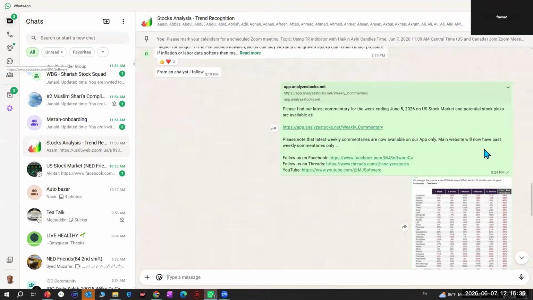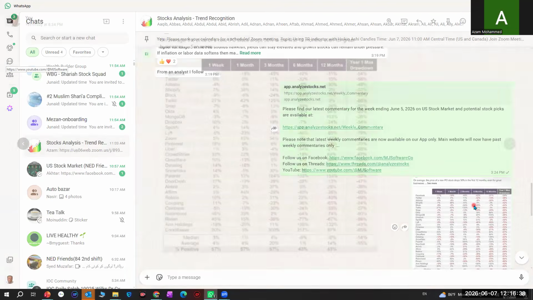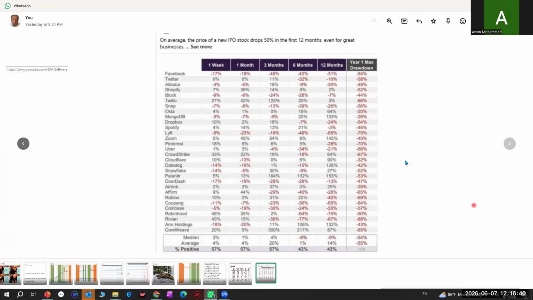What's the difference between 12 months and year one max drawdown? Maximum drawdown can happen any time during the 12 months in 1 year. And after 12 months, this was the position. So the maximum drawdown could have happened after 1 week, after 5 months, after 6 months. At max, it went down 54%. Twitter went down 58%. But after 1 year, it was minus 10%. So in other words, it recovered. It went down to this level and then it recovered.